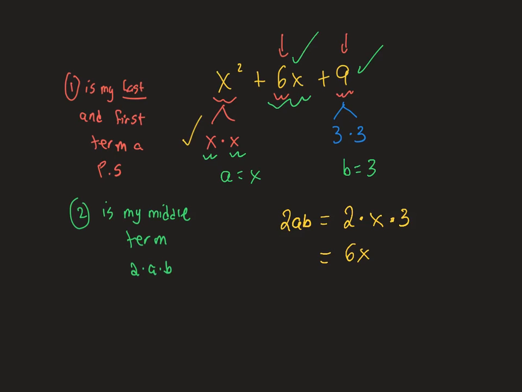So it satisfies all two of my rules and all three of my checks, which means the final answer will always be whatever my a value is. So what is my a? My a was x, plus whatever my b is, my b was 3, squared. And of course, if you doubt this, expand it and test it for yourself.